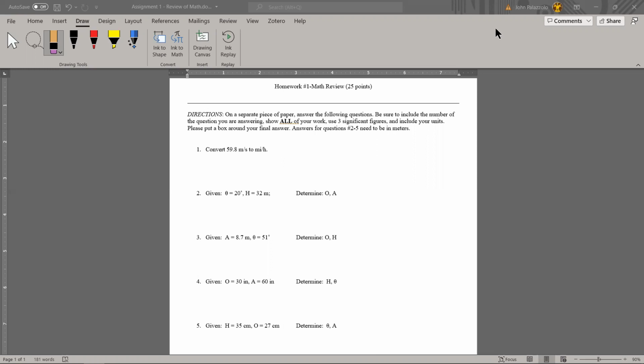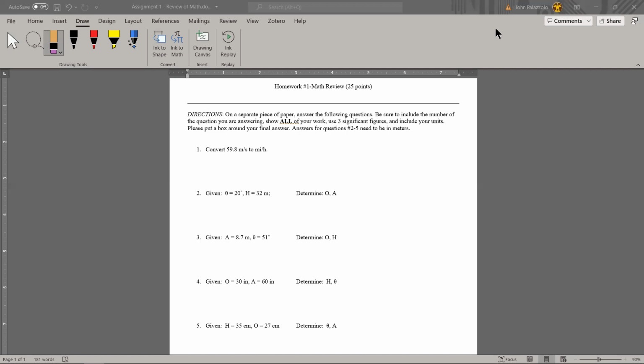So let's get started. The first question is really a conversion question. Convert 59.8 meters per second to miles per hour. So you have 59.8 meters per second, and you need to convert it to miles per hour. You can go about this two different ways. First, you can convert meters to miles, and then seconds to hours, or vice versa, seconds to hours, and then meters to miles, okay?